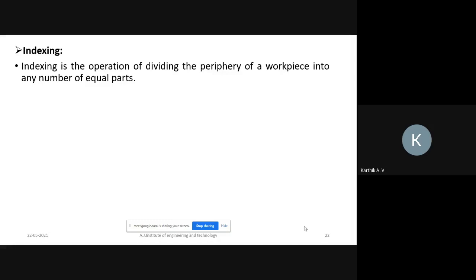Half circle, two divisions you can make easily. But 30, 20 or 50, how can you make those equally divided parts? With the help of this indexing mechanism you can make that circle into equal parts. So from this mechanism you can divide the workpiece into an equal number of parts. That is called the indexing mechanism. Understood? So indexing is nothing but what?